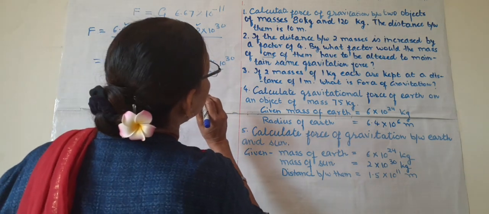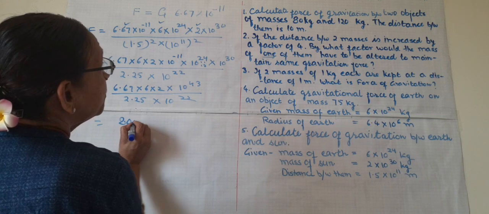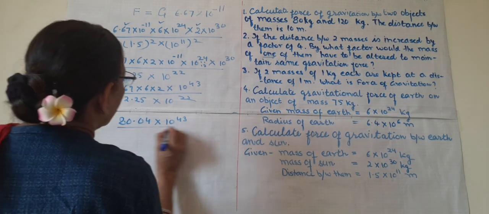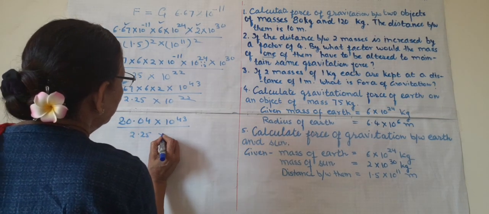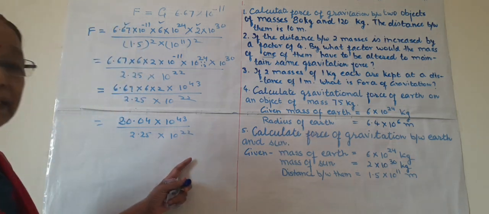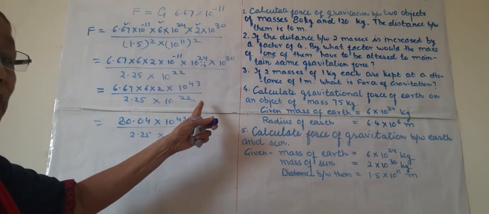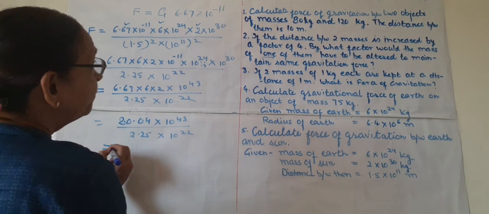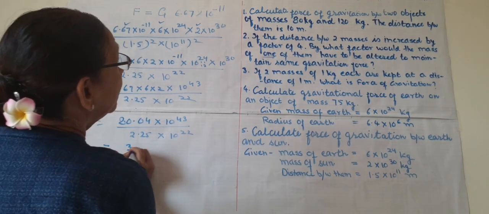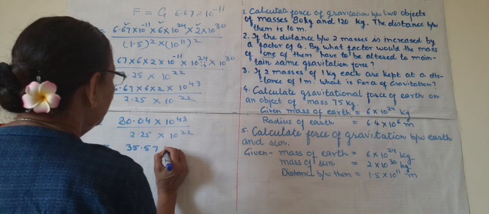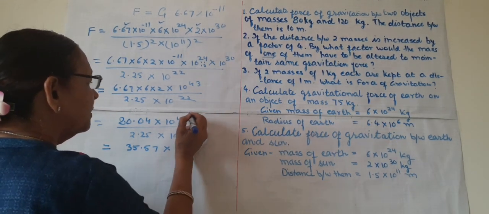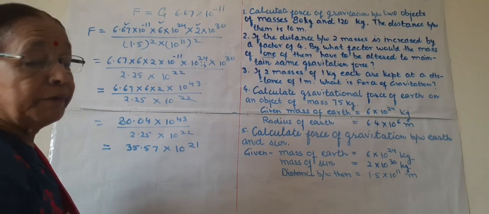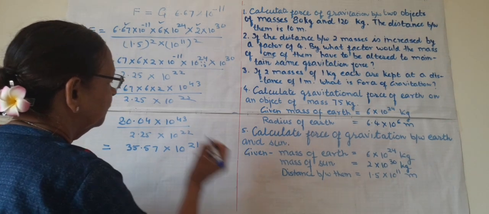Now multiplying all this, we will get how much? Multiplying 6.67 into 6 into 2, we get 80.04 into 10 raised to 23 divided by 2.25 into 10 raised to 22. When this 10 raised to 22 goes up, it is to be subtracted from this. And by dividing these two, we get 35.57 into 10 raised to power 21. So this is the answer, in Newton.